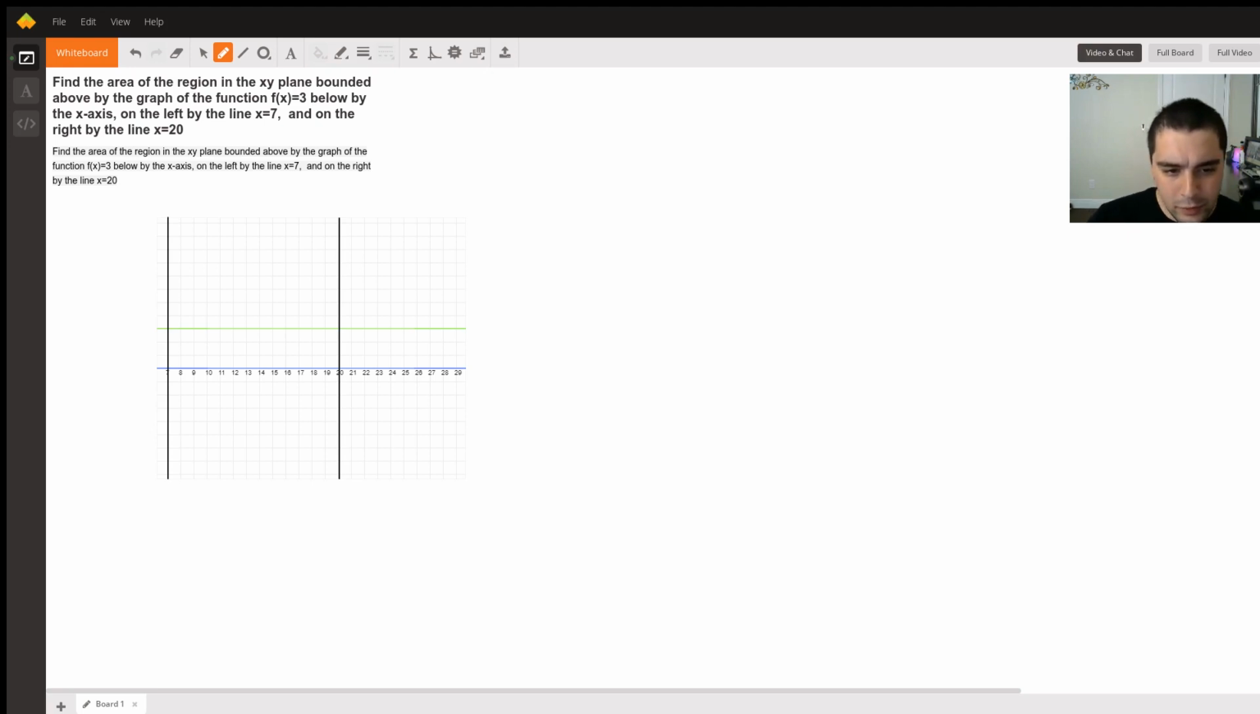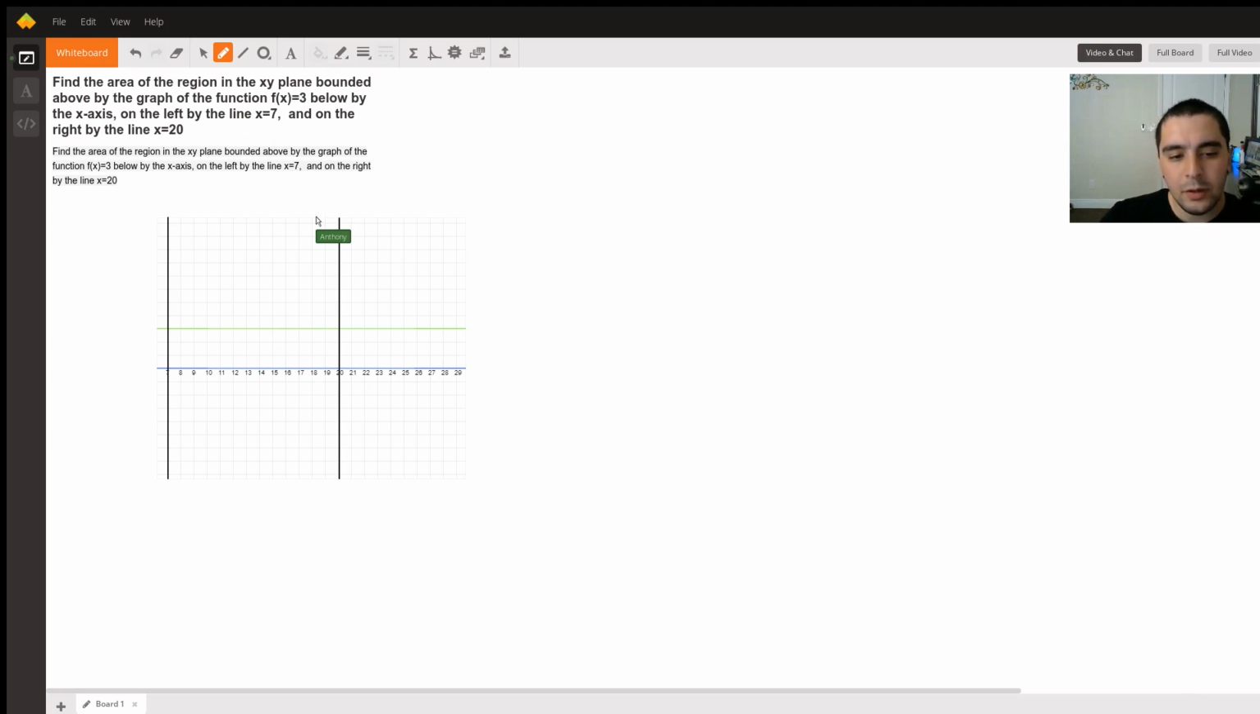So if we show this graphically, and I've dragged the graph over to the relevant coordinates, from x equals 7 to x equals 20, and then from y equals 0, or the x-axis, to y equals 3, this makes a rectangle.